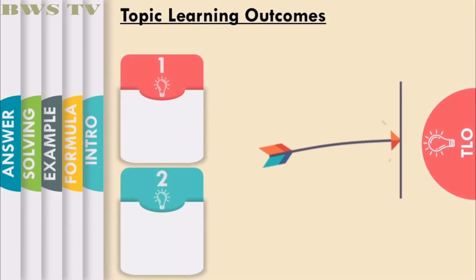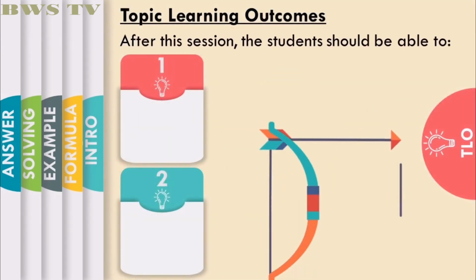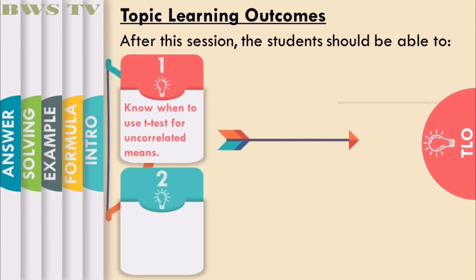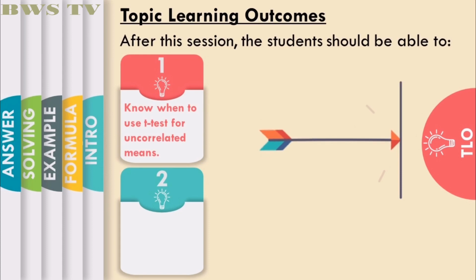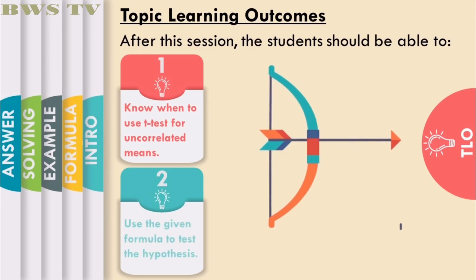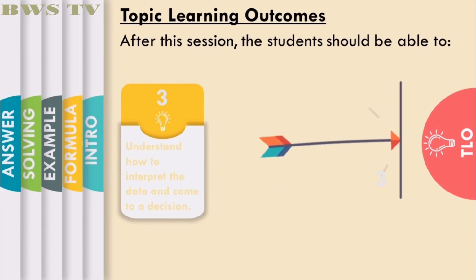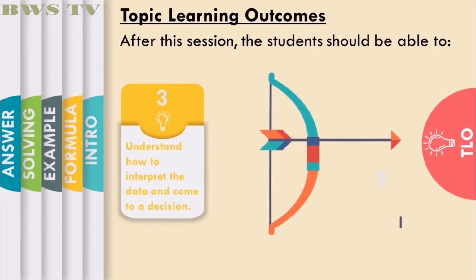Before we begin, we must set the topic learning outcomes. After this session, the student should be able to know when to use t-test for uncorrelated means, use the given formula to test the hypothesis, and understand how to interpret the data and come to a decision.